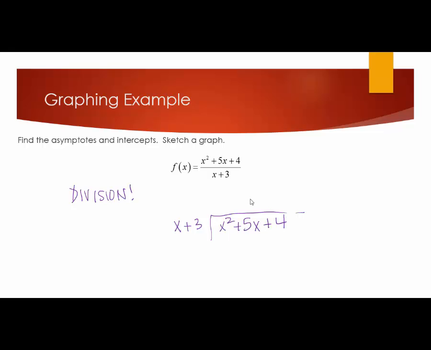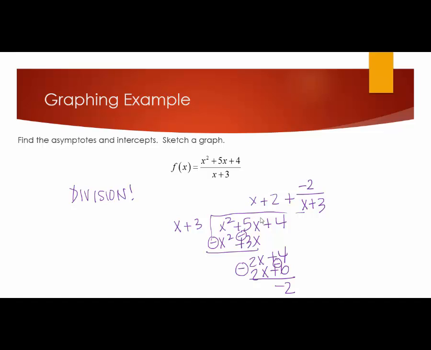If we divide, x times x is going to give me x squared. I'll subtract, bring down my 4. X times 2 gives me 2x. And once I subtract, I have a remainder of -2. So this is x plus 2 plus -2 over x plus 3. If I want to think about the end behavior or horizontal asymptote or long-run behavior of this, I want to think about what happens to this expression. This is just another way to write the same equation, right?